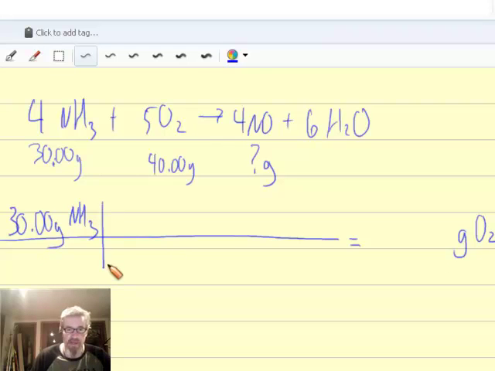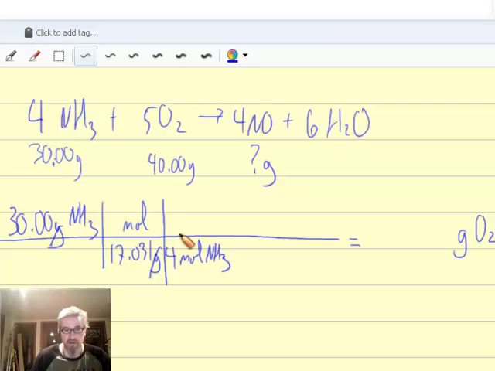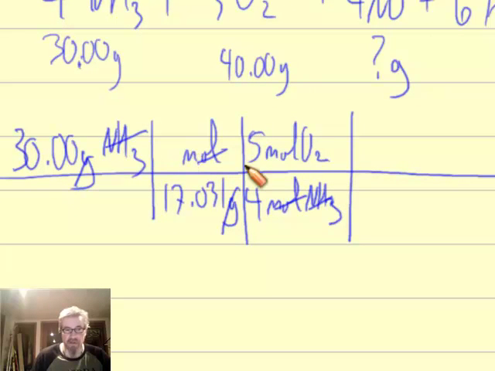Well, I can't cross the Grand Canyon without using the mole bridge, so I need the molar mass of ammonia. I look it up. Nitrogen and 3 hydrogens, add them all up, I end up with 17.031 grams per mole. By using molar mass in this way, I now have moles of ammonia, and I can apply my mole ratio. According to the reaction, there are 4 moles of NH3 needed for every 5 moles of oxygen. So now moles of NH3 disappear, and I have oxygen in my answer.